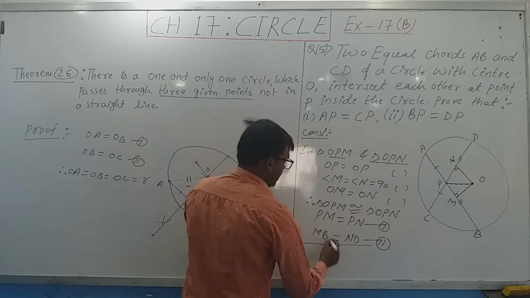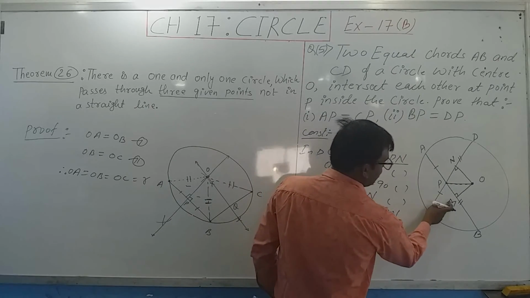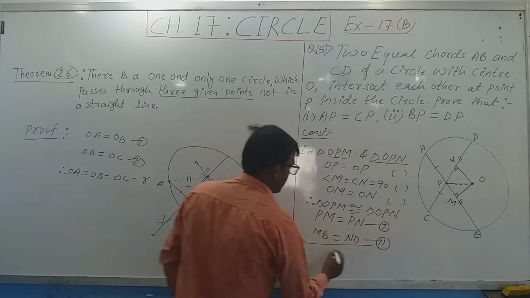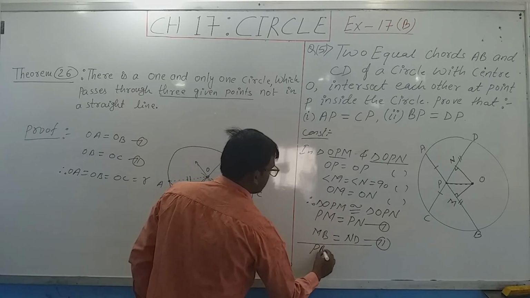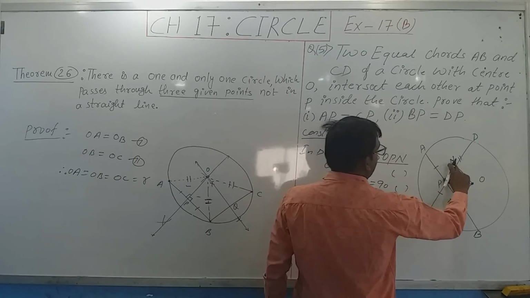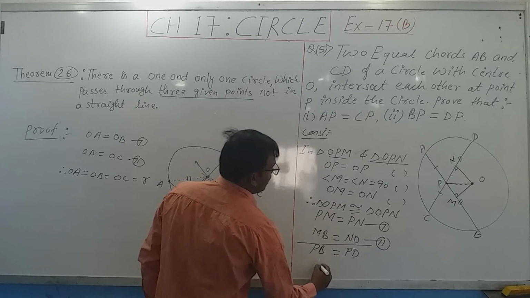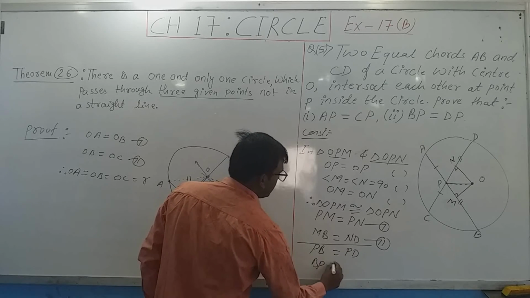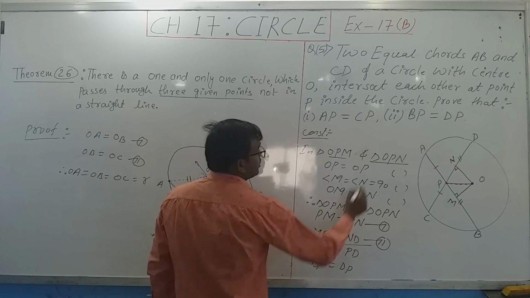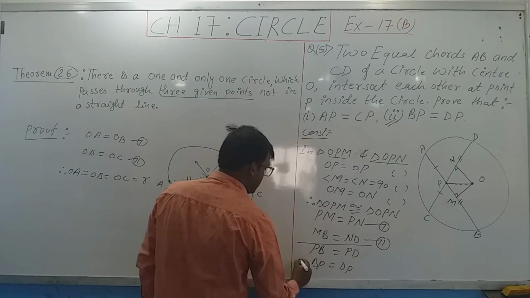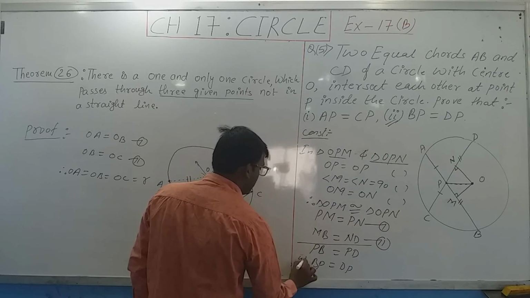After adding, you will get PM plus MB, which is equal to PB, and PN plus ND is equal to PD. Or directly you can write PB is equal to DP. So this is the second part. Prove the second part.